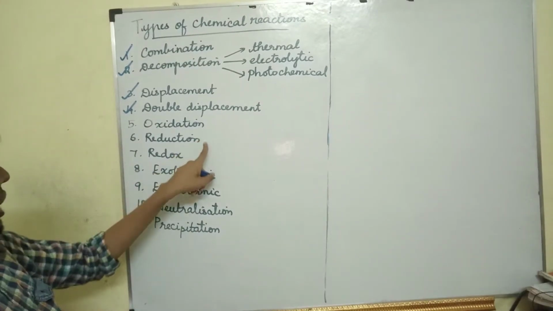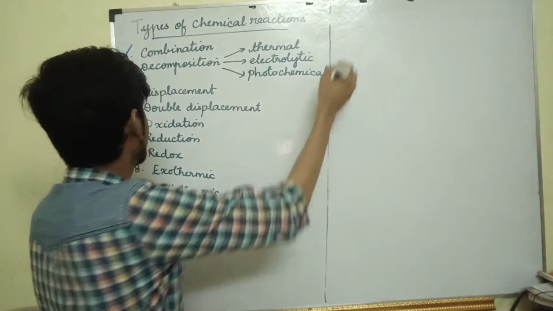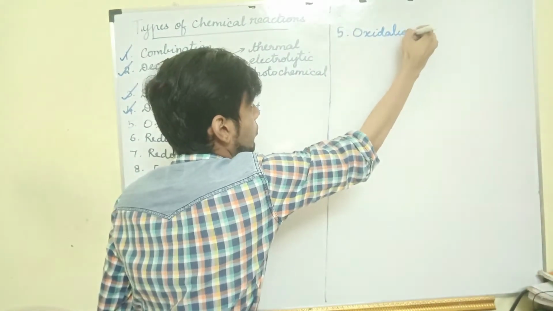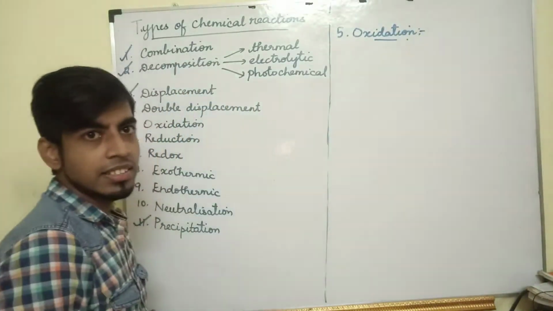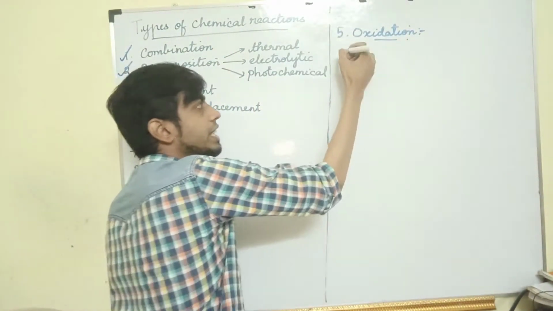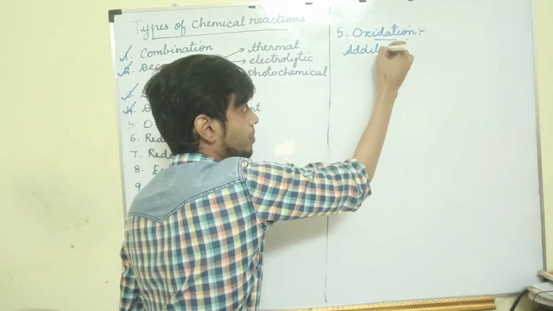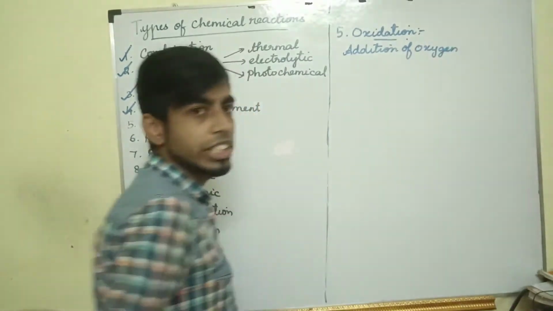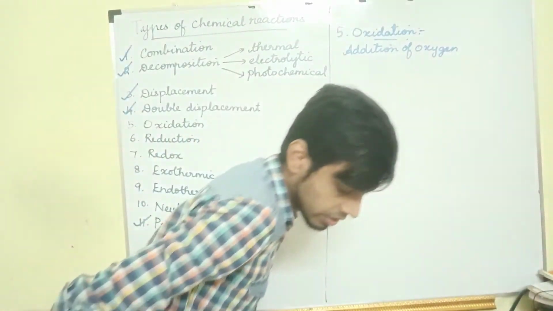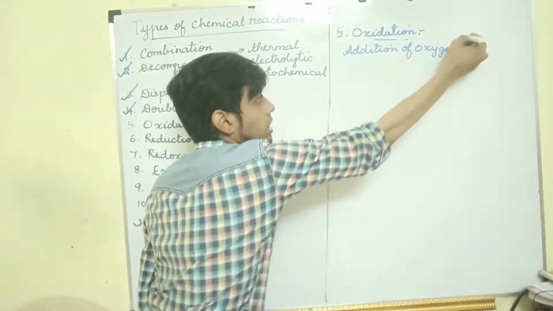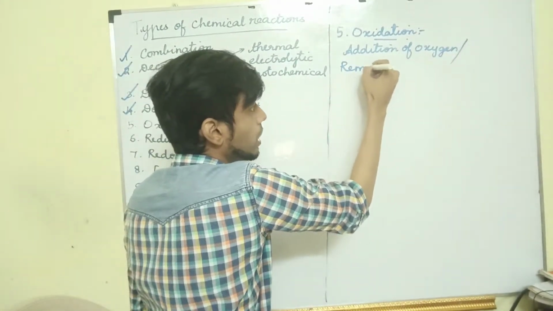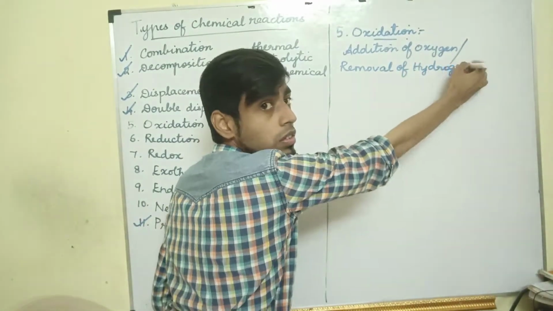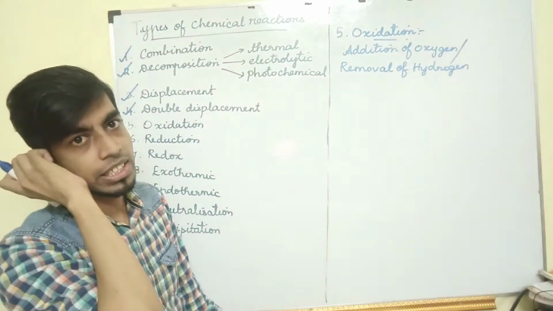So in this video we will continue our next reactions. The fifth reaction, oxidation. Oxidation means the reactions in which addition of oxygen takes place. Addition of oxygen is called oxidation, or oxidation is also called removal of hydrogen.